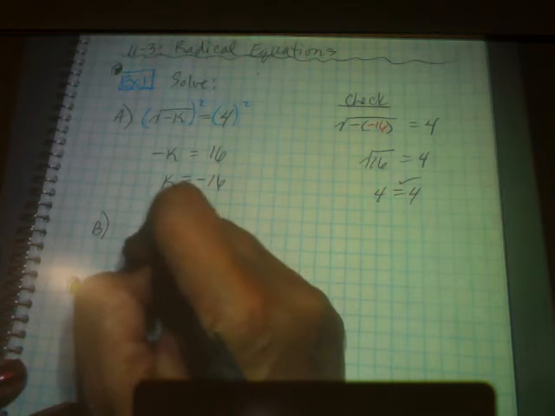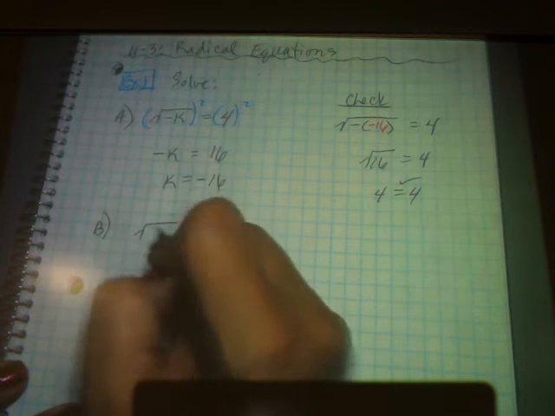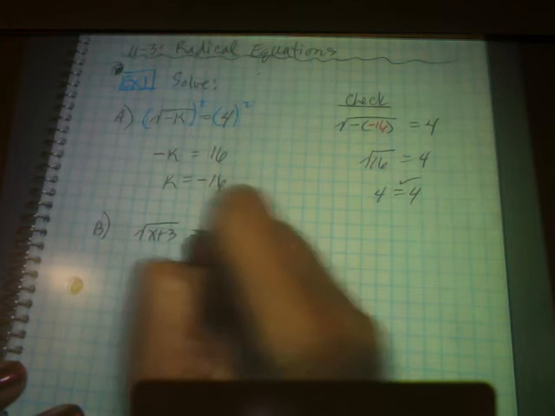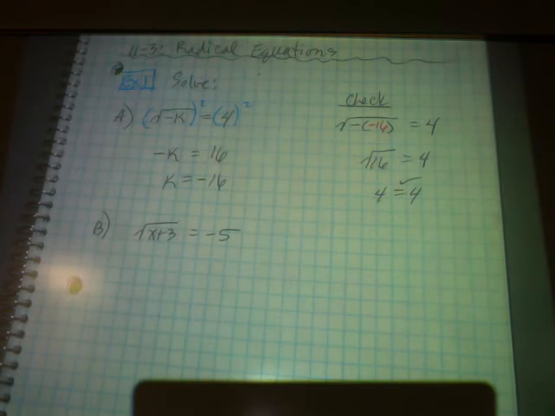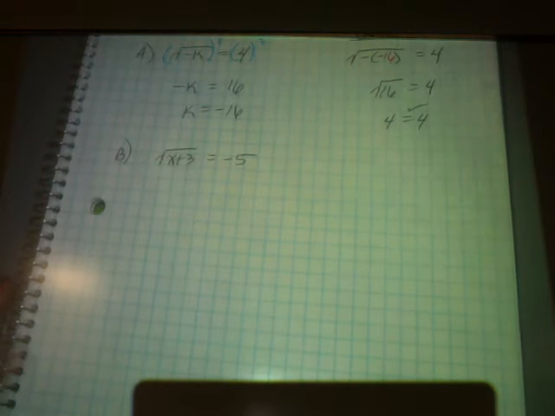So the next one is the square root of x plus 3 is equal to negative 5. You solve that one on your own. Make sure you check your solution. So solve that on your own and check your solution.